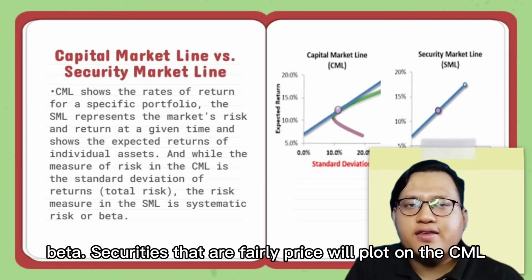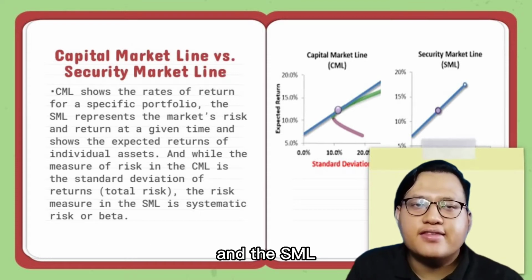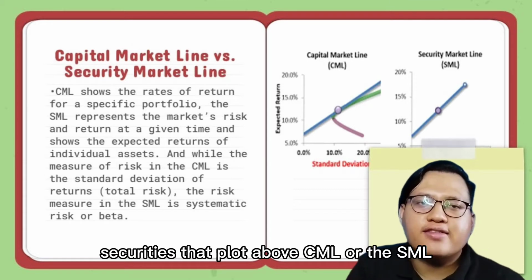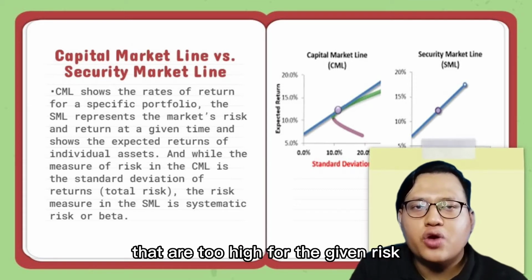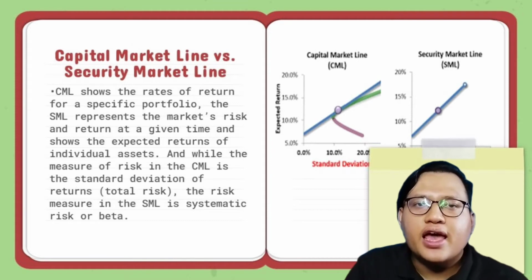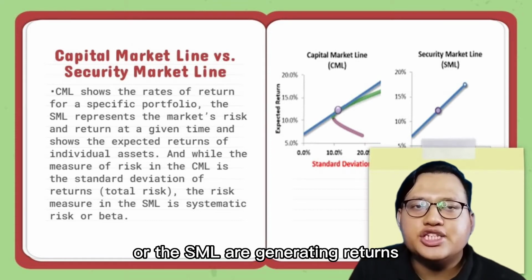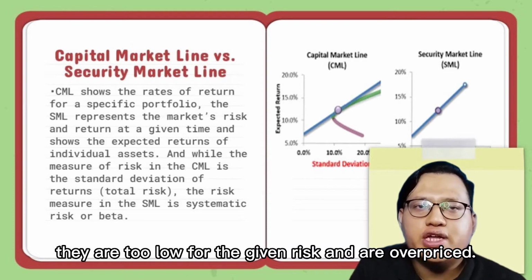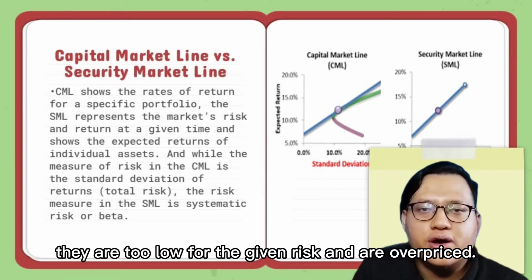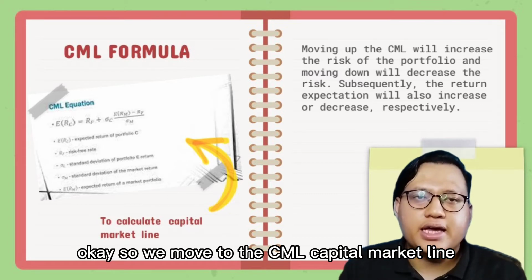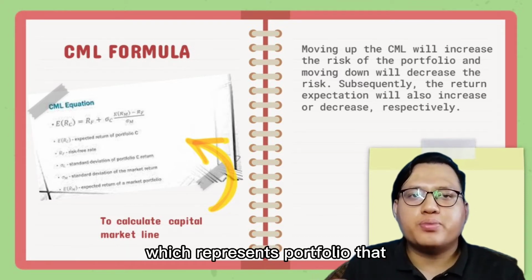Securities that are fairly priced will plot on the CML and the SML. Securities that plot above the CML or the SML are generating returns that are too high for the given risk and are underpriced. Securities that plot below the CML or the SML are generating returns that are too low for the given risk and are overpriced.